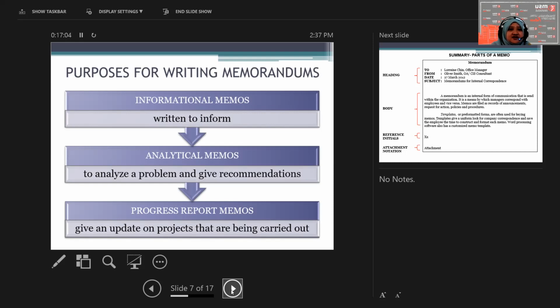Okay, right. So we talk about the purposes of writing memos now. So the first one is to just give information. We just give information written to inform, like the class postponement. Okay, or analytical memo, that is to analyze a problem and give recommendation. While progress report memos is to give an update on projects that are being carried out.